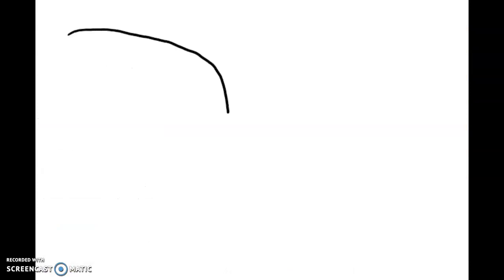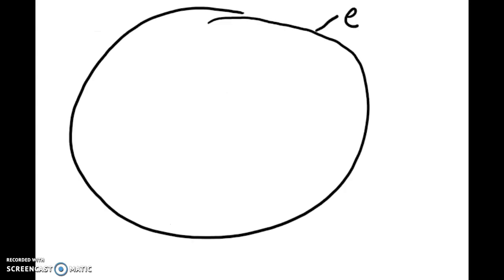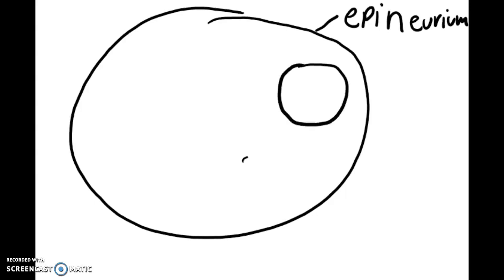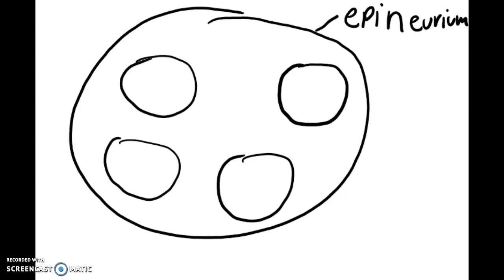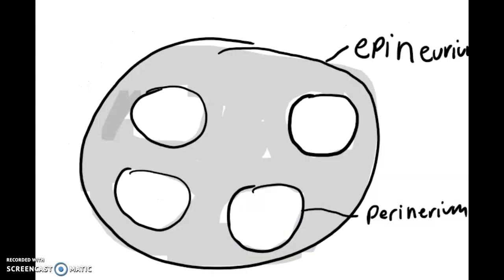I'm going to draw a cross section here. My nerve, it is surrounded by epineurium. We're going to have bundles in it called fascicles. Now the fascicles are surrounded by perineurium. Inside there's going to be endoneurium with the axon in the center. So let's zoom in on that because I certainly can't figure that out.